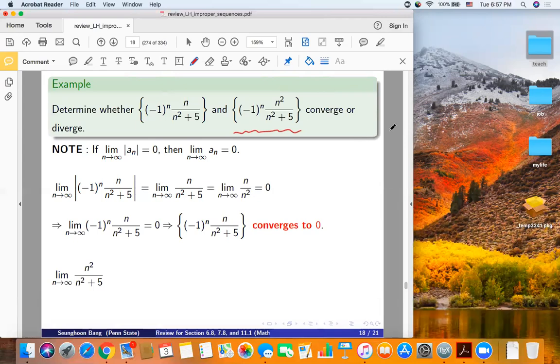Conversion? Diversion? What's that? Diversion? Means that diversion?